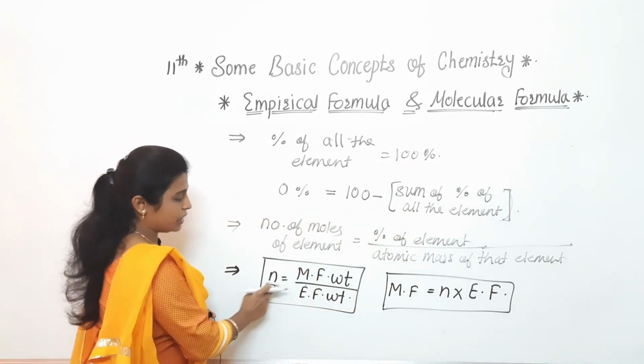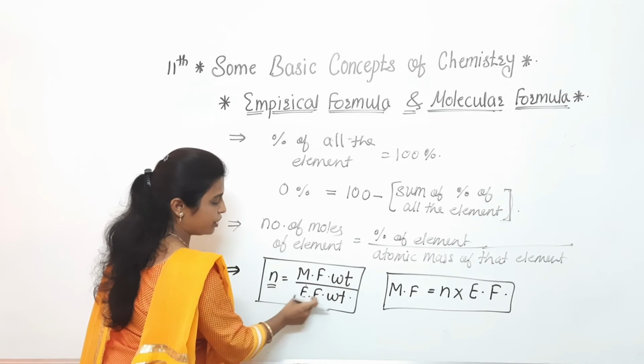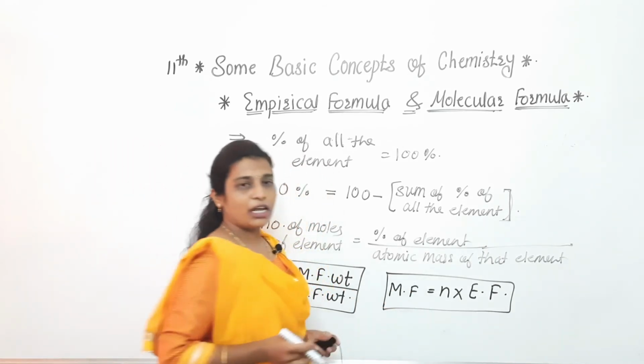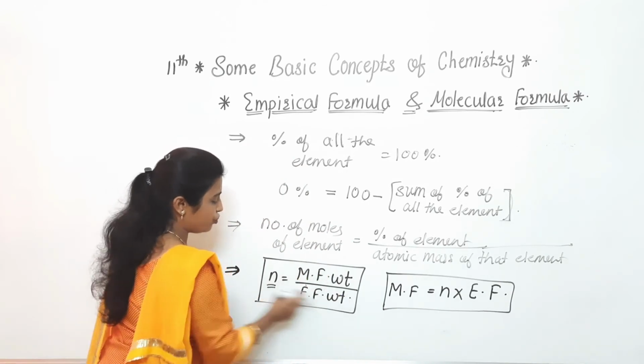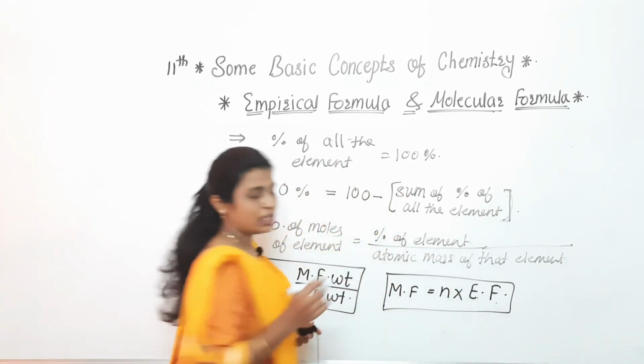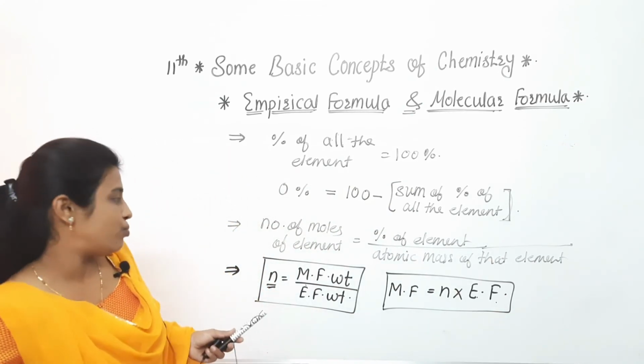So first, N is equal to molecular formula weight divided by empirical formula weight, and after that, how to find out the molecular formula? From that ratio we get N, so multiply the empirical formula with this N. So this is the next important formula.